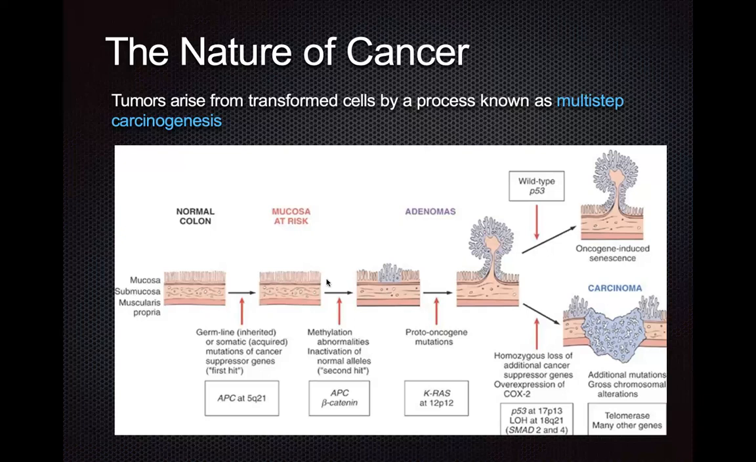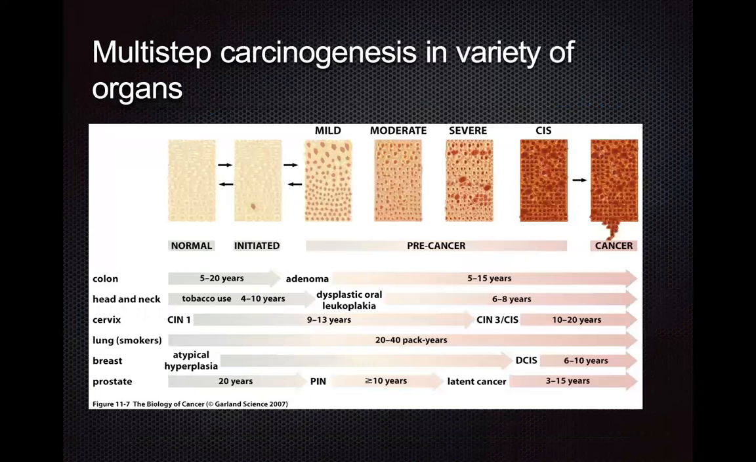As you can see, the transformation from normal colon into carcinoma does not happen in a few days. No, that would be a mistake. A normal colon turning into carcinoma needs several years to develop, and with those several years, the cells become bigger and then transport to different parts of the body. That's why we call it metastasis. So there is also multi-step carcinogenesis in a variety of organs.